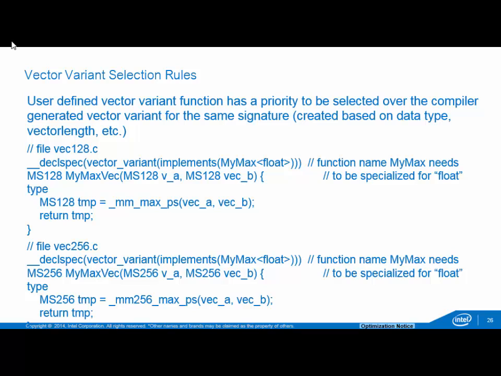Of course, if the version the programmer provided is not as good as the compiler generated one, the user can always remove it, right? If they don't get the performance, if they think the vector version they have is not as good as the compiler generated one, they can always remove that.